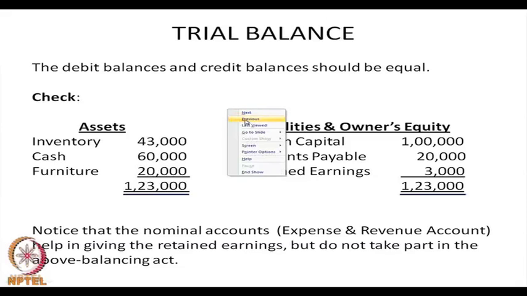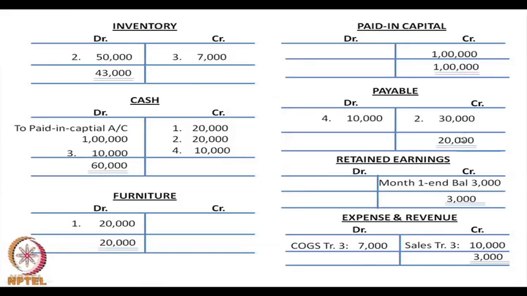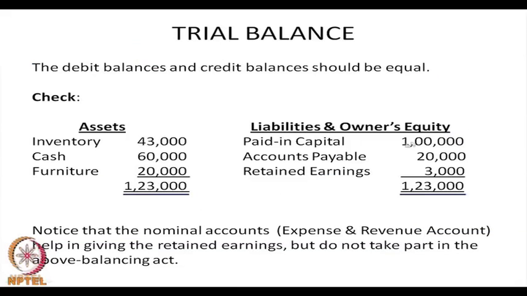On the liabilities side, we have 1 lakh, 20,000 and 3,000, not this, because already we have summarized them and posted it here. So, 1 lakh, 20 and 3, 1 lakh, 20,000 and 3,000. When we add them up, we see that they are equal.